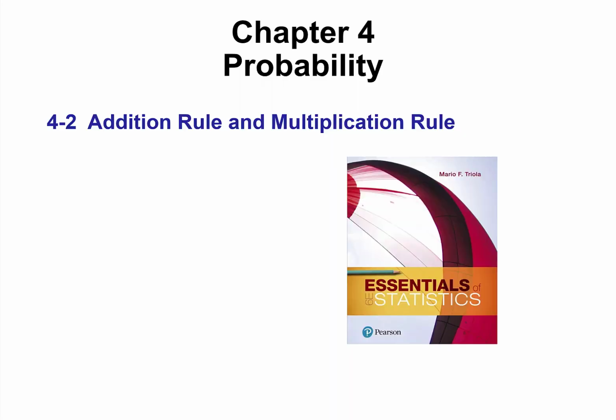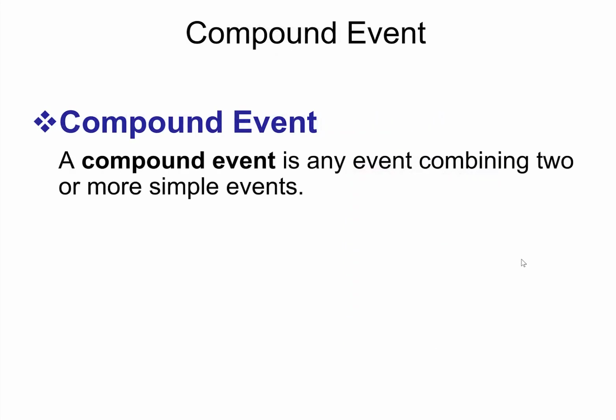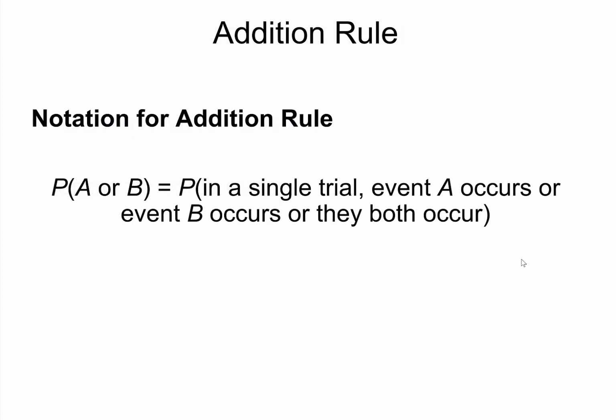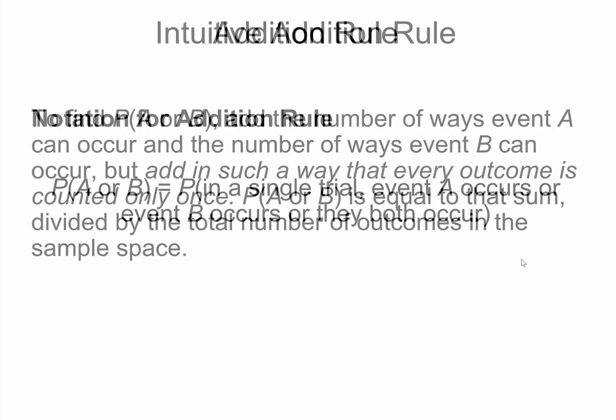Section 4.2, Addition Rule and Multiplication Rule. Remember, a compound event is an event combining two or more simple events. The notation for the addition rule, probability of A or B, means the probability that in a single trial, event A occurs or event B occurs or they both occur.